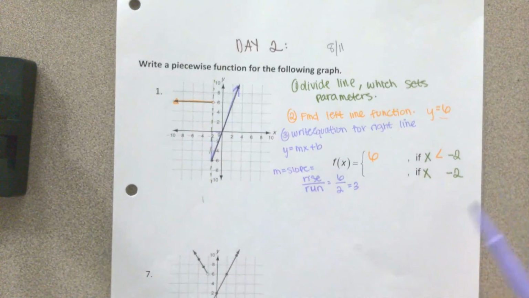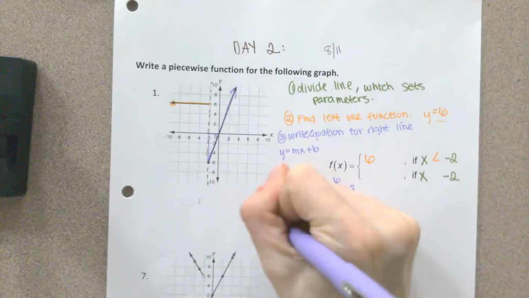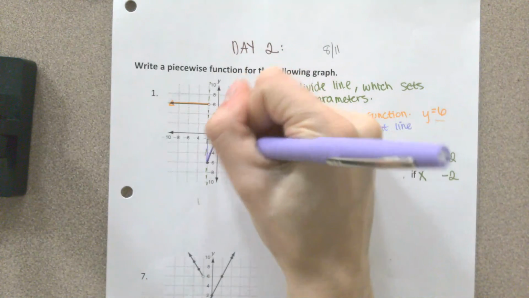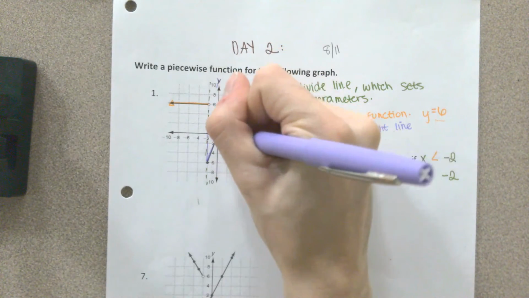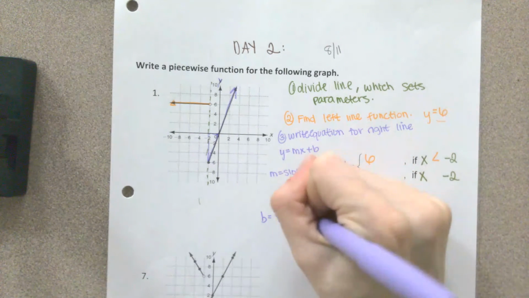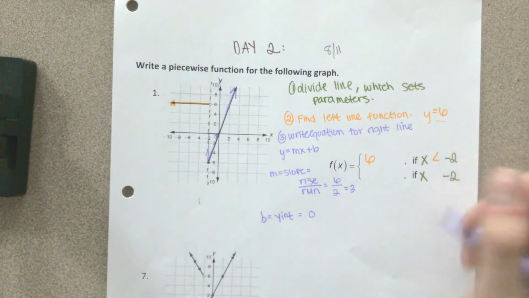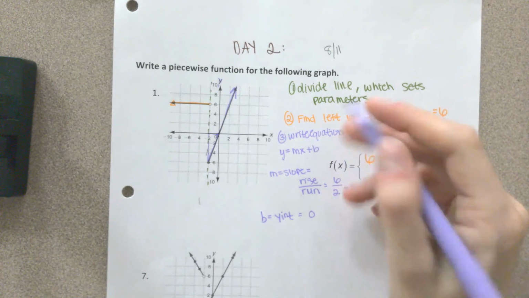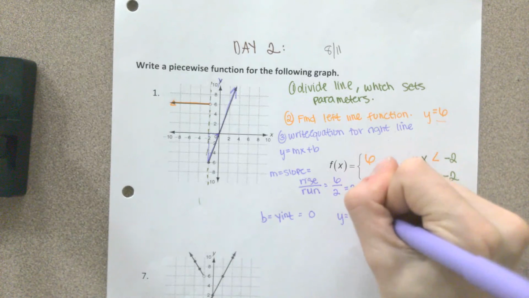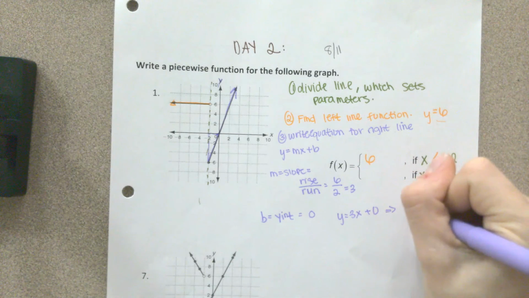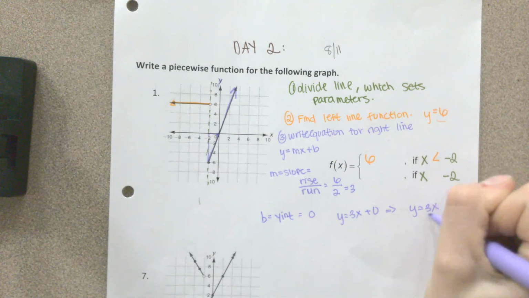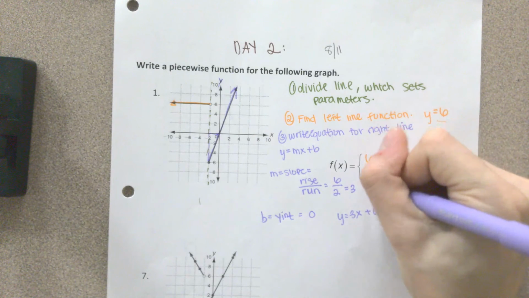Okay, so I hope we remember that b is your y-intercept. So I'm looking at where my function crosses my y-axis, which is right here at 0, 0. So my y-intercept is 0. I go ahead and fill that into my equation, so I'm left with y equals 3x plus 0, which means y equals 3x. Once again, whatever y is equal to goes here.